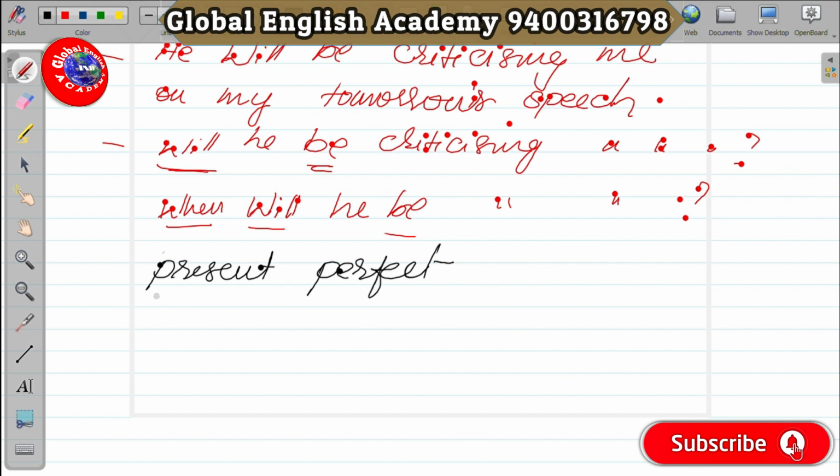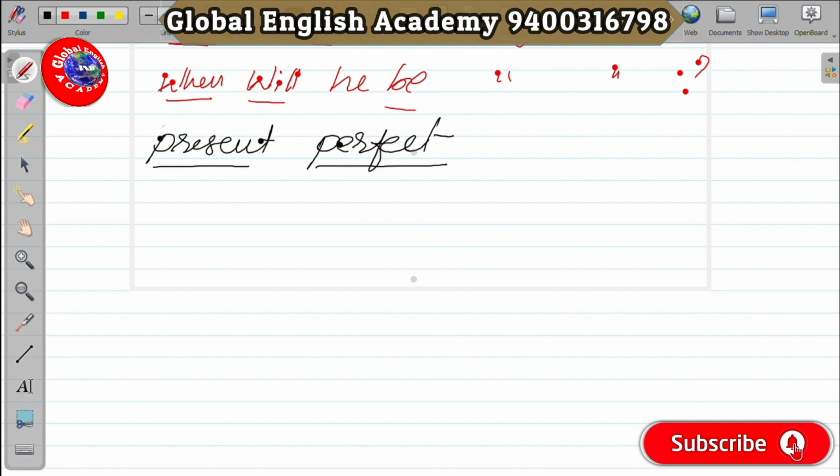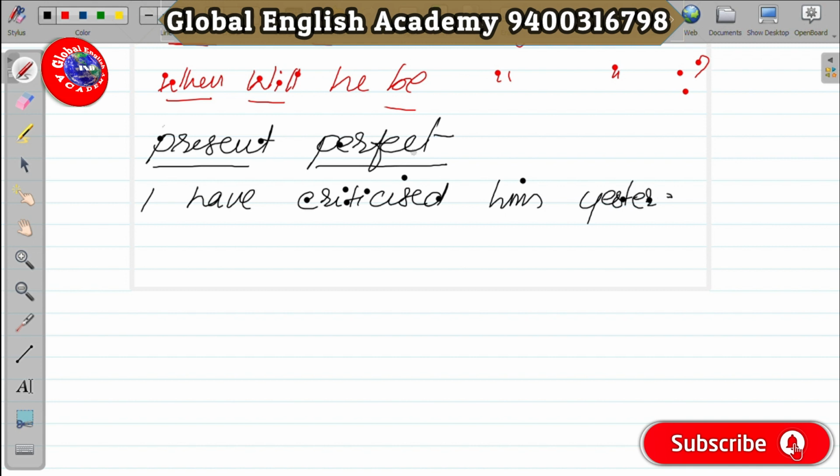Then present perfect tense. Present perfect, I just told you. Have and has. First person, second person, and all plurals we use have with the present perfect tense, and has with the singular, third person singular. So I have criticized, first person. I is first person, so we use have in present perfect. I have criticized him yesterday.